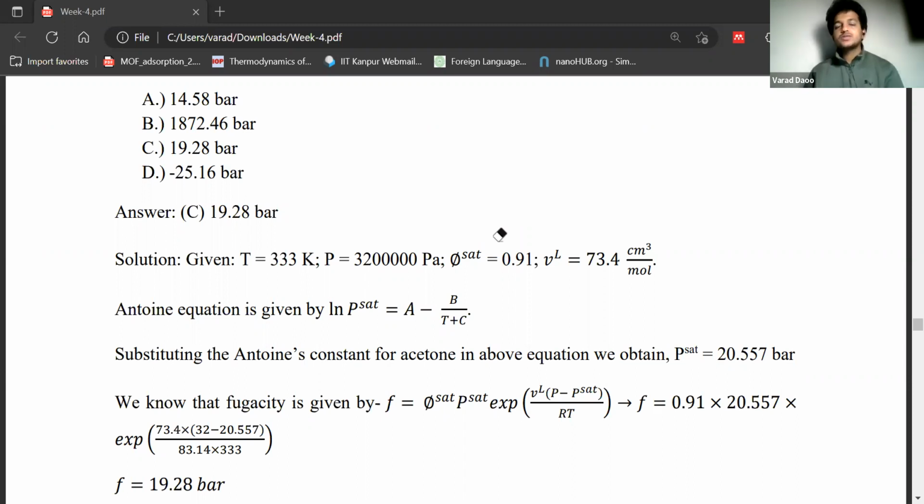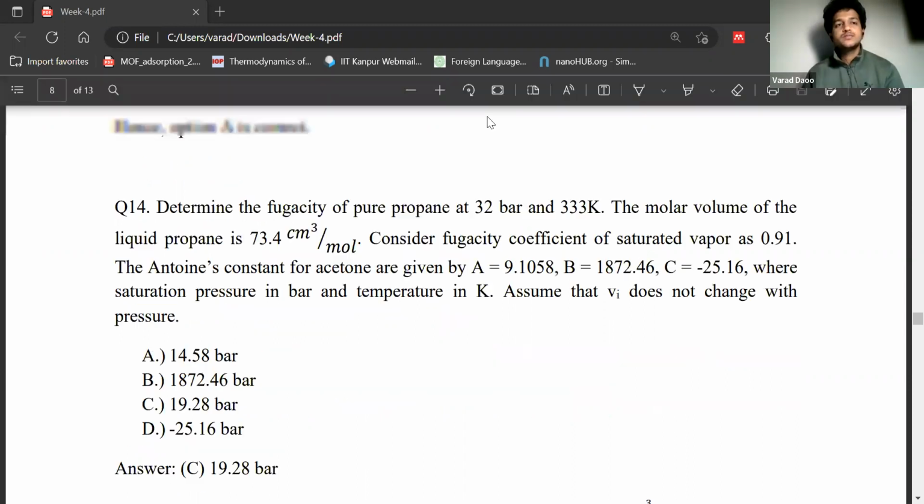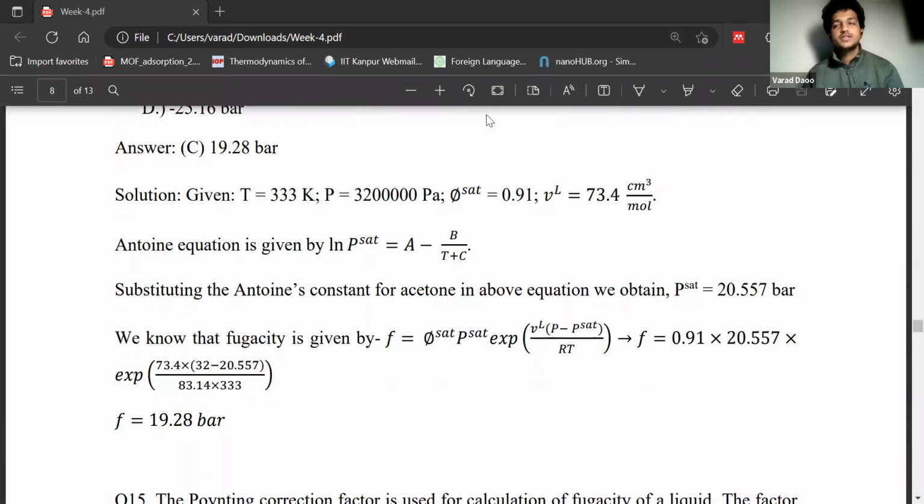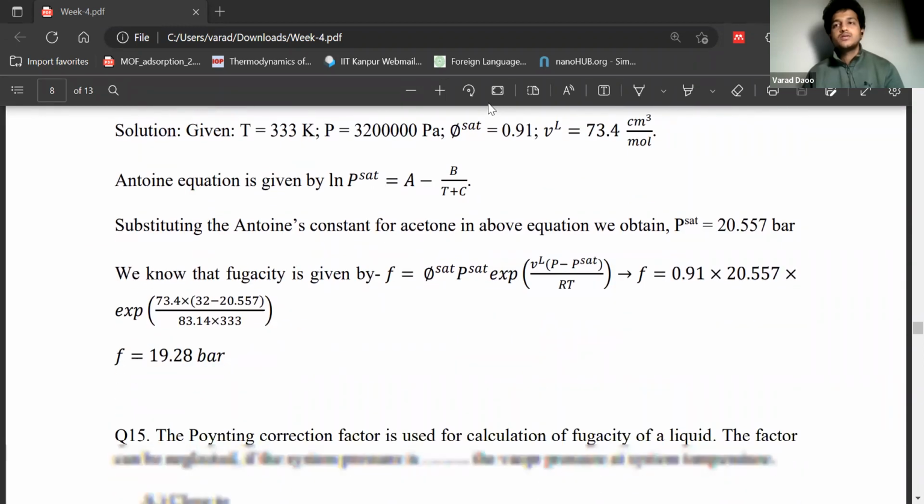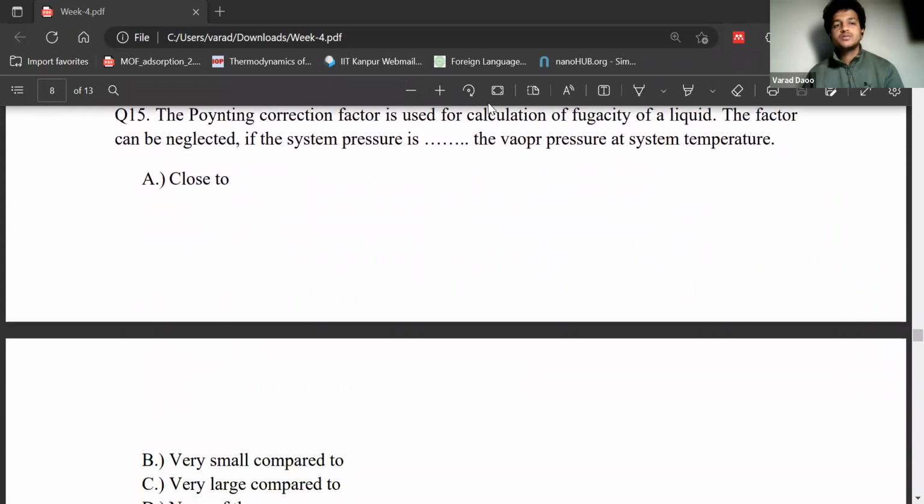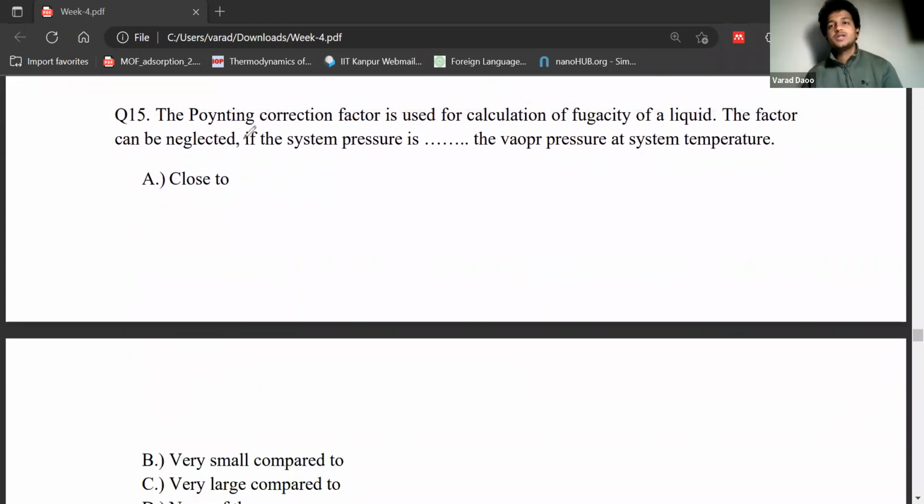So anybody has any doubts? I see no questions. We'll move on to the next question, which is a very easy and conceptual based question. Okay. So what we are asked, the Poynting correction factor used for the calculation of fugacity of a liquid.